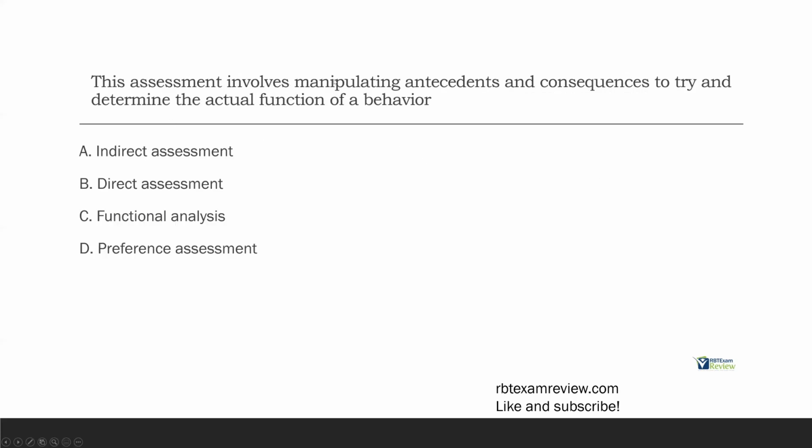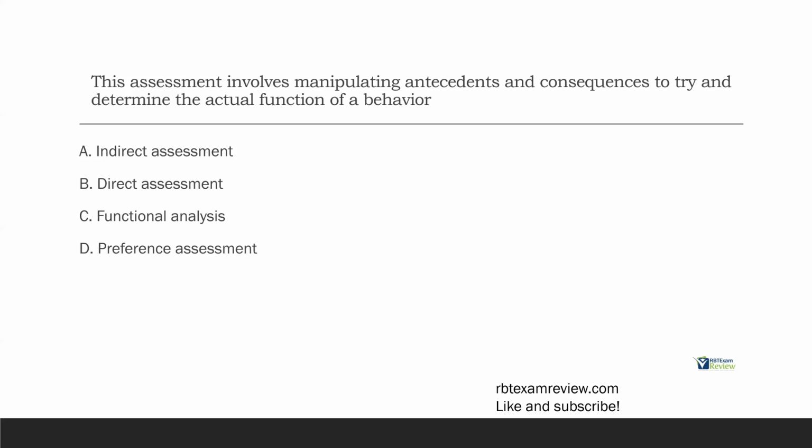This assessment involves manipulating antecedents and consequences to try and determine the actual function of a behavior. This is the least important assessment for an RBT to know. It's not that the assessment is unimportant. It's just RBTs will never do this alone. And if you're assisting a BCBA, you're going to be well trained and well coached. However, you still need to be familiar with it.